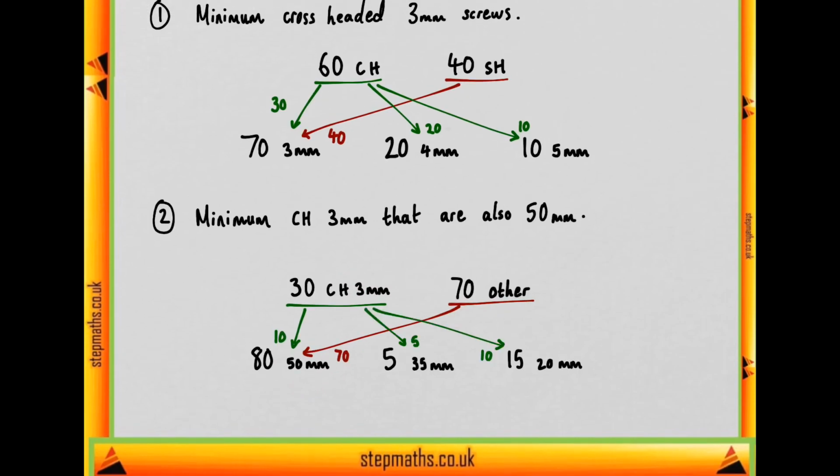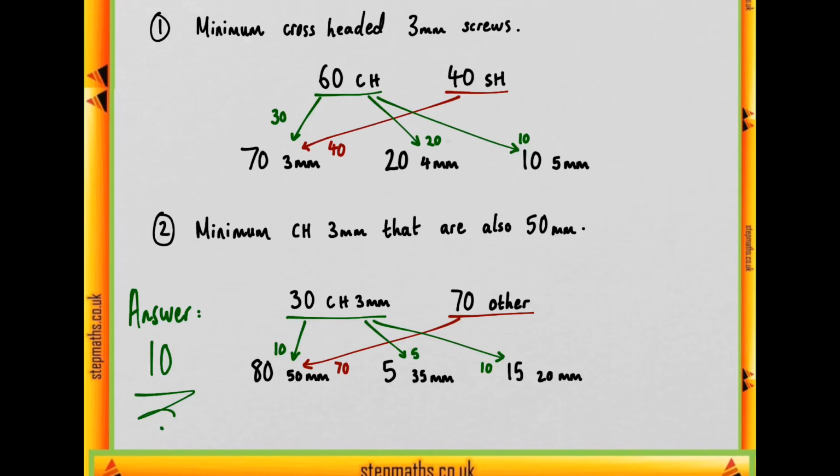So we can allocate the rest, and we can say our answer to this question is 10 is the minimum number of screws which meet all 3 variables.